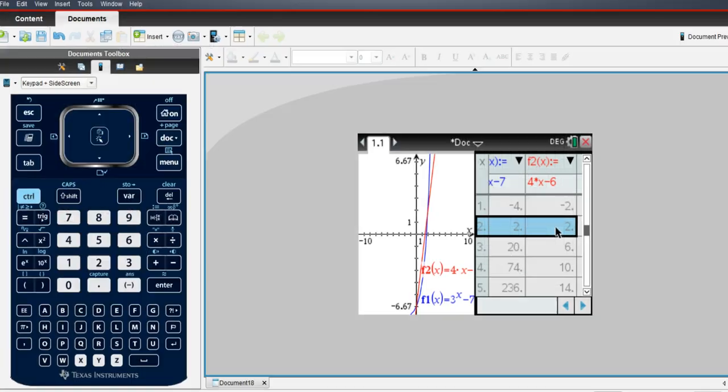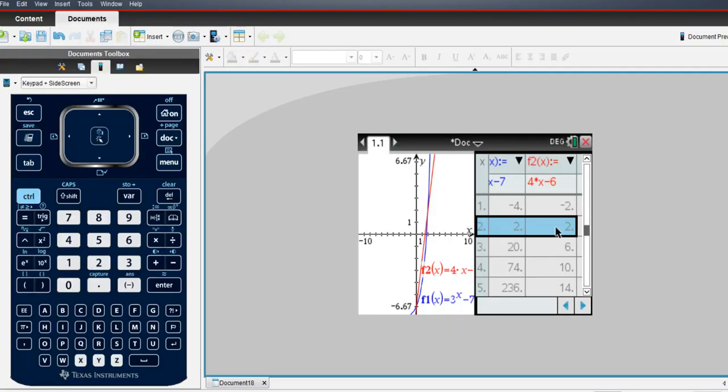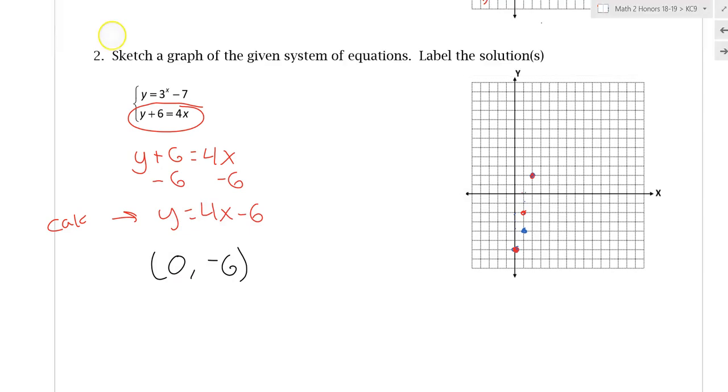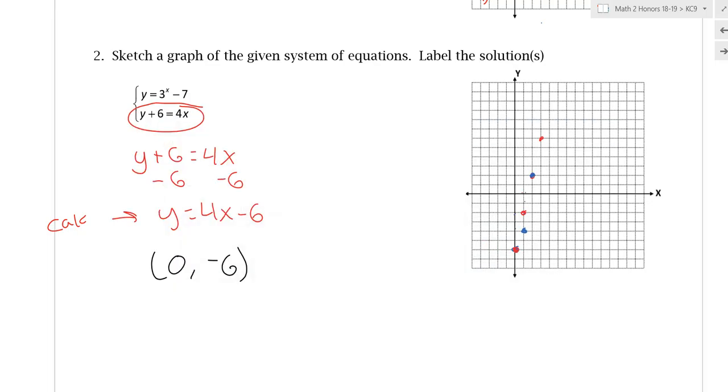Our next blue point is 3, 20. So that's all the way up here somewhere, right? So it'd be off the graph. And then 3, 6 is our red point. Our next blue point is still going to be off the graph, 4, 74, but 4, 10 we could graph for red. And I think that's probably going to be it.